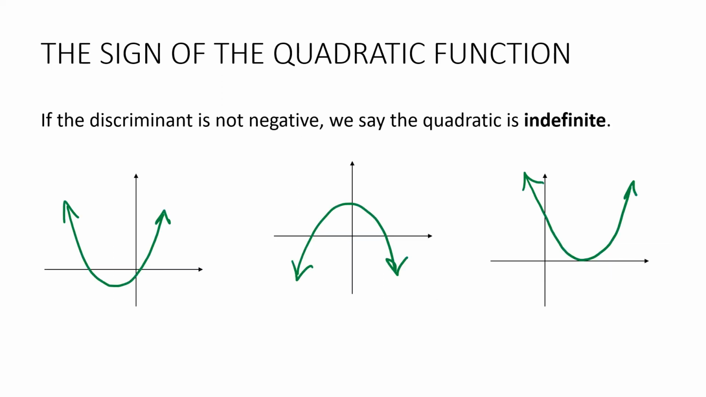Now, if the discriminant's not negative, then it does touch or cut through the x-axis. So we say the quadratic is indefinite. It's got bits that are positive and bits that are negative. And even here, where it just touches, the y value is 0. So it's not positive or negative. So even this one is indefinite.